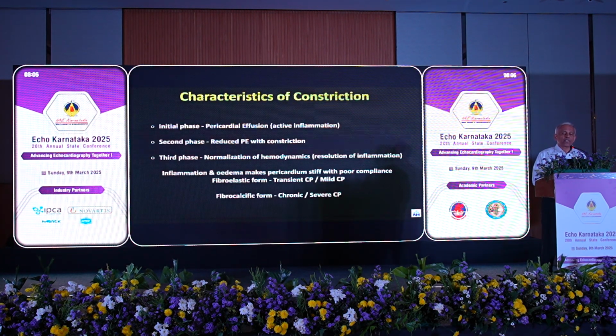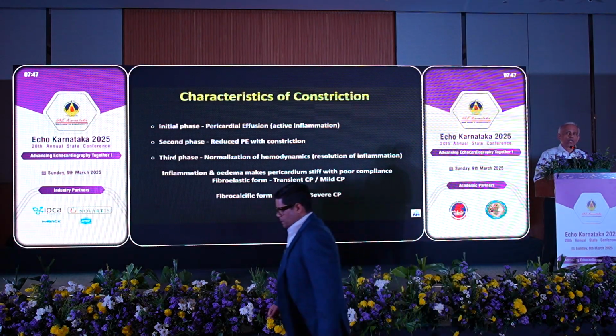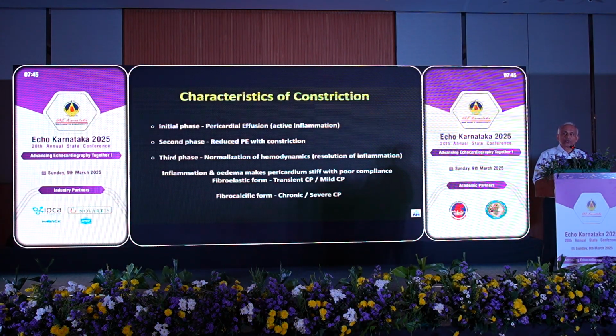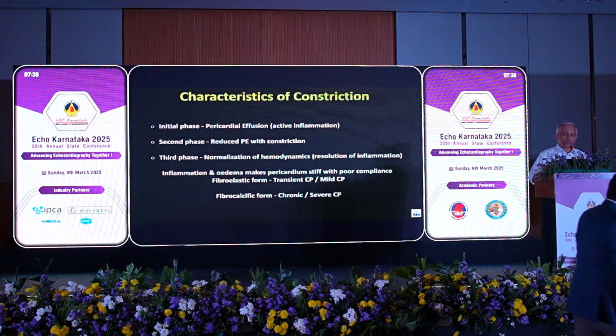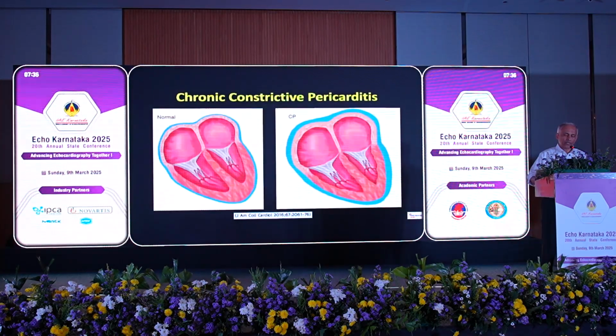And it has its phases. You have an initial phase where it gets inflamed, it becomes an angry red pericardium, and that is when it loses its elasticity and becomes more stiff. Then you will have some amount of pericardial effusion, and then you have a third phase, which is resolution. But in some patients this resolution does not happen, and over a period of time it becomes calcific, it becomes fibrotic, and that is when it transforms into chronic constrictive pericarditis.